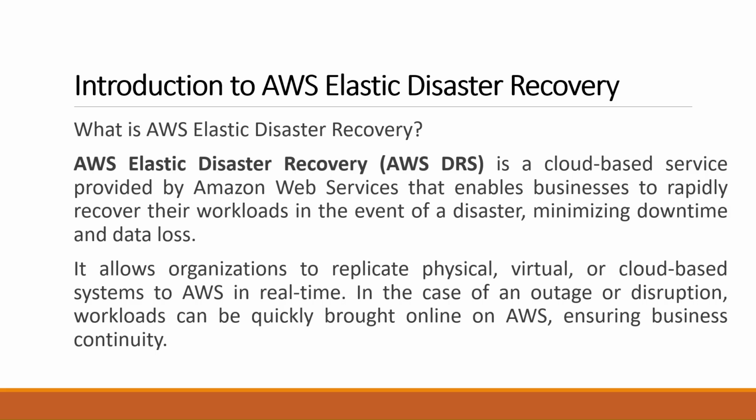When disaster strikes, AWS DRS can automatically switch to your backup system, so you don't have to manually intervene. It's like having a backup plan in place, so if something goes wrong, you can quickly get back on track without losing critical information or facing long downtime.